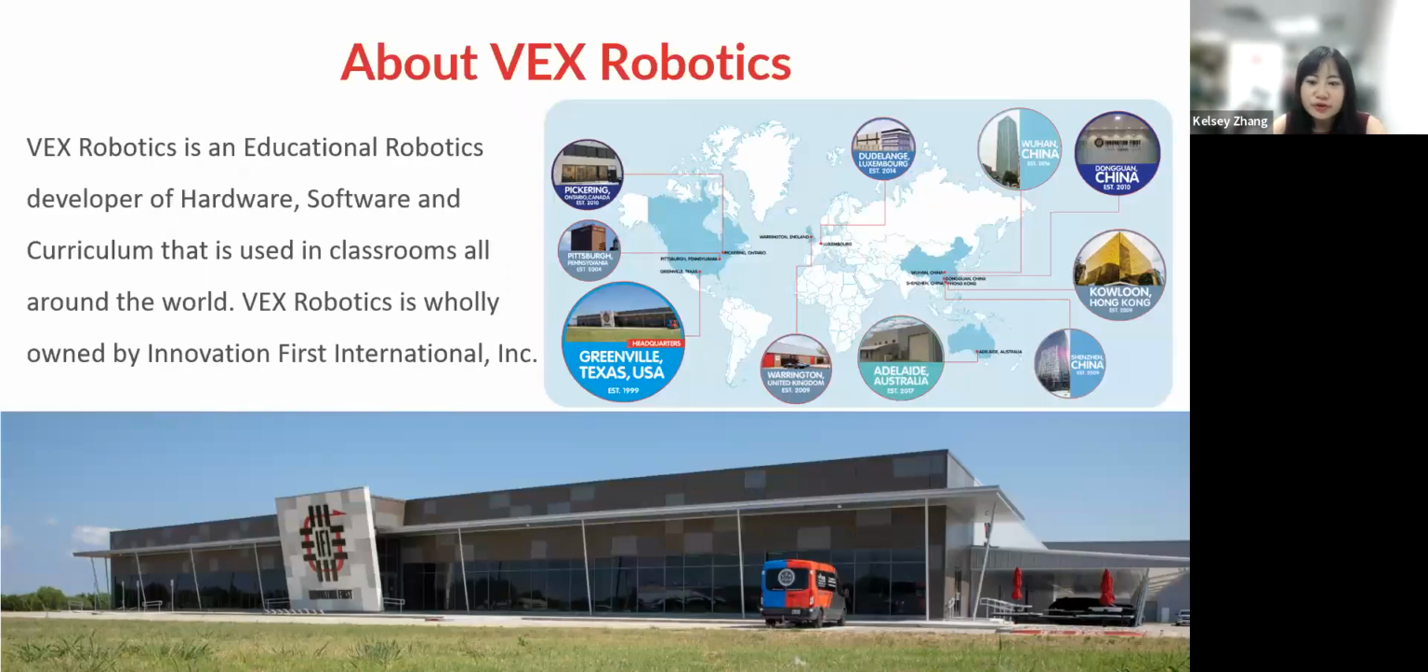And I wanted to share with you a little bit about who we are, as some of you are new to this field. So VEX Robotics is an educational robotics developer of hardware, software, and curriculum that is used in classrooms all around the world. We are wholly owned by Innovation First International, founded in 1996. Actually, we are now a leader in educational and competitive robotics products, and headquartered in the US, we have 12 offices around the globe. In APAC, we have offices here in Hong Kong, in China, Shenzhen, Wuhan, and Dongguan, servicing and supporting partners, students, and teachers in the APAC region.